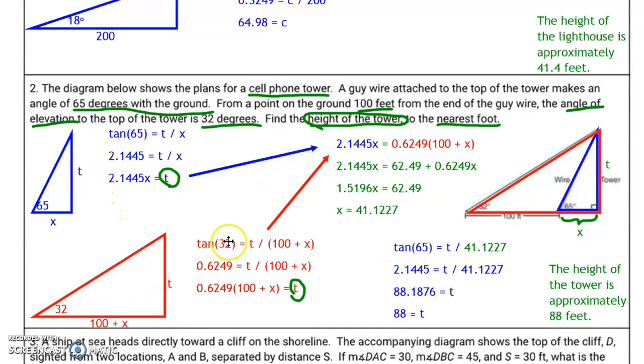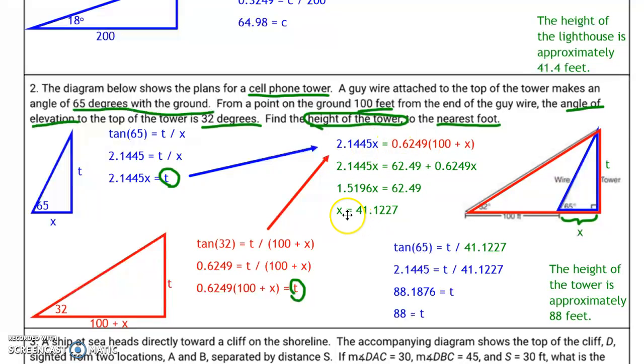We set up two trig ratios, and we had two unknowns. We had a t and we had an x, because we didn't know this distance from the base of the tower to the beginning of the guy wire. So what we had to do was take the two equations and set them equal to each other. 2.145x is equal to t, and also this other expression equals t. So we put them together. The blue equation equals the red equation.